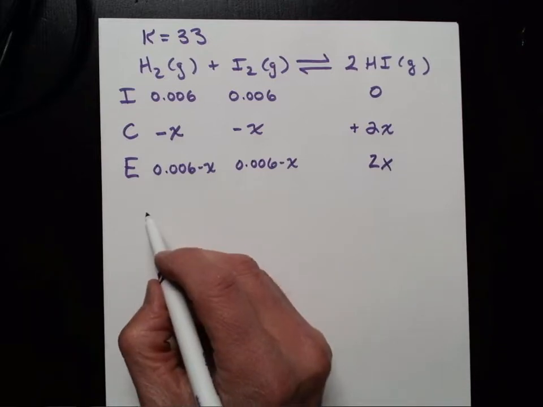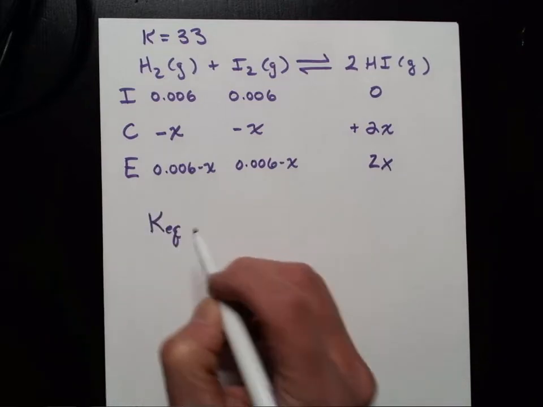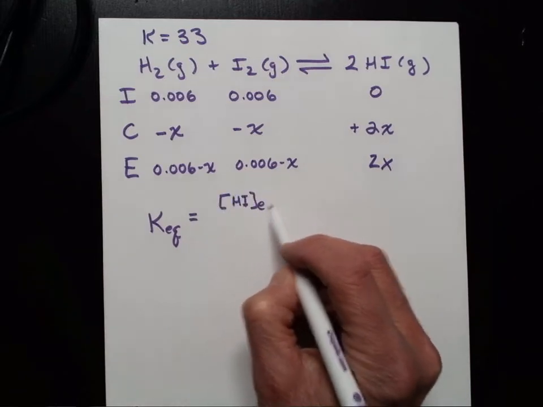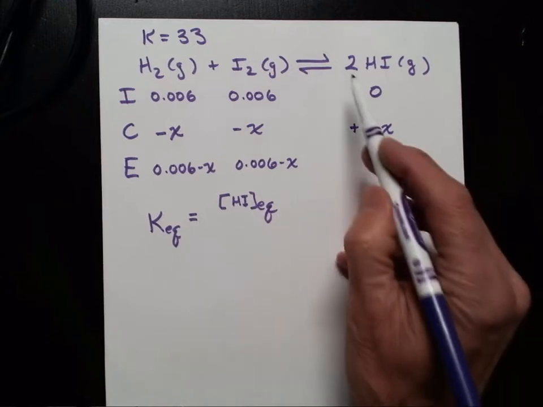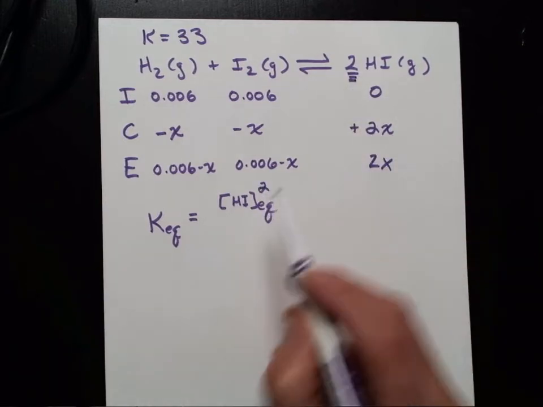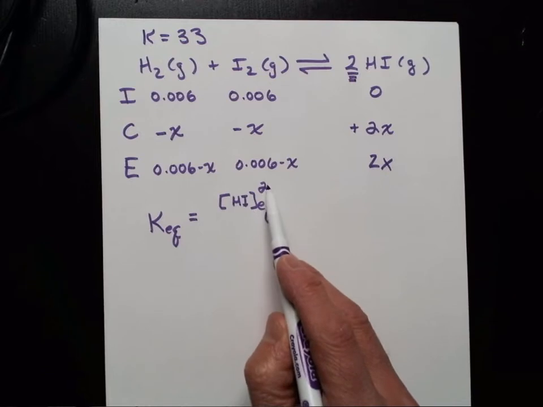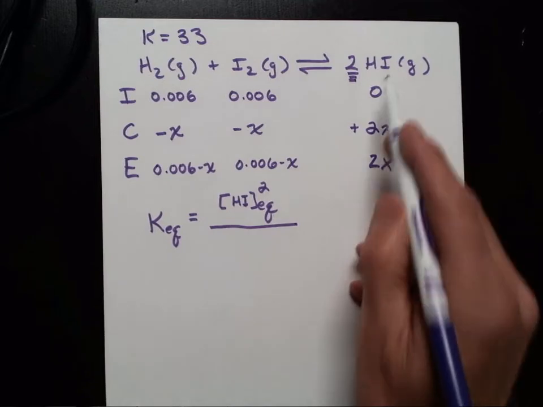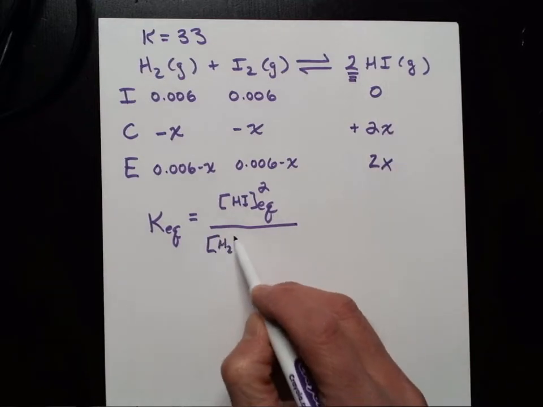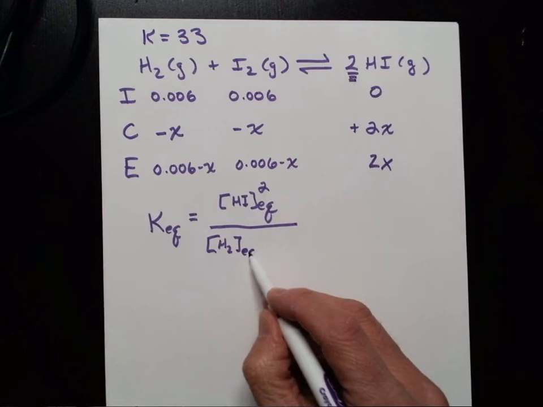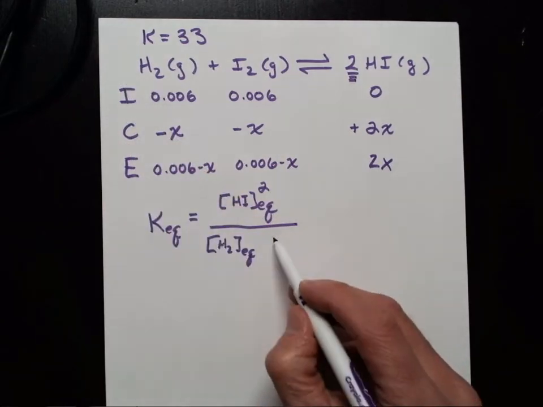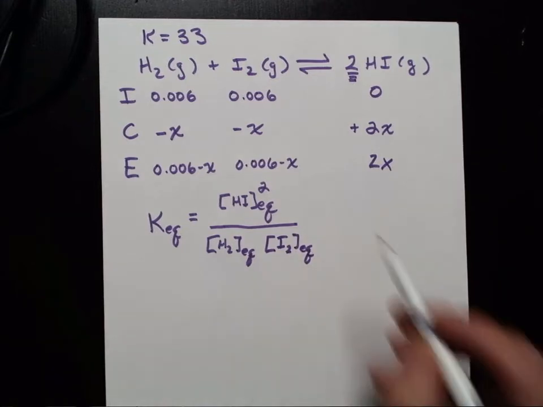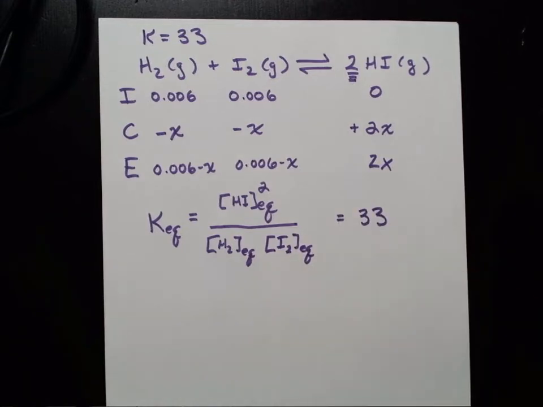Now we can set K, the equilibrium value, equal to the concentration of HI at equilibrium. Don't forget something: you need to square it. The concentration of everything is raised to their stoichiometric powers. We do products over reactants, which are H2. I don't need to square this because there's no stoichiometric coefficient out in front. It's just 1. And the equilibrium concentration of iodine, that should be equal to 33 when I'm done with this.